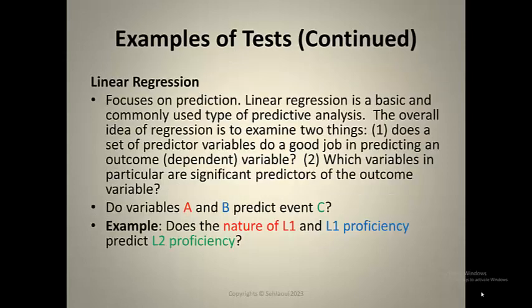Okay. All right. Linear regression is another parametric test that focuses on prediction. Linear regression is a basic and commonly used type of predictive analysis. The overall idea of regression is to examine two things. One, does a set of predictor variables do a good job in predicting an outcome or a dependent variable? And number two, which variables in particular are significant predictors of the outcome variable? All right, so do variables A and B predict event C?